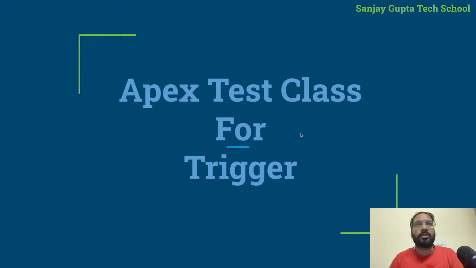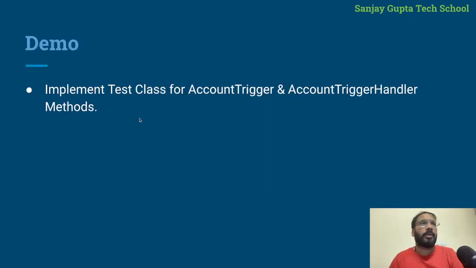So what I'm going to do moving forward, I will be implementing a few examples, not all trigger test classes, because those are already available on YouTube in the form of a playlist, but we'll be discussing a few examples so that you can ask questions and we can have a discussion on the doubts, right? So we have already implemented account trigger and account trigger handler. I will be implementing a test class for a few of the methods available under account trigger handler.